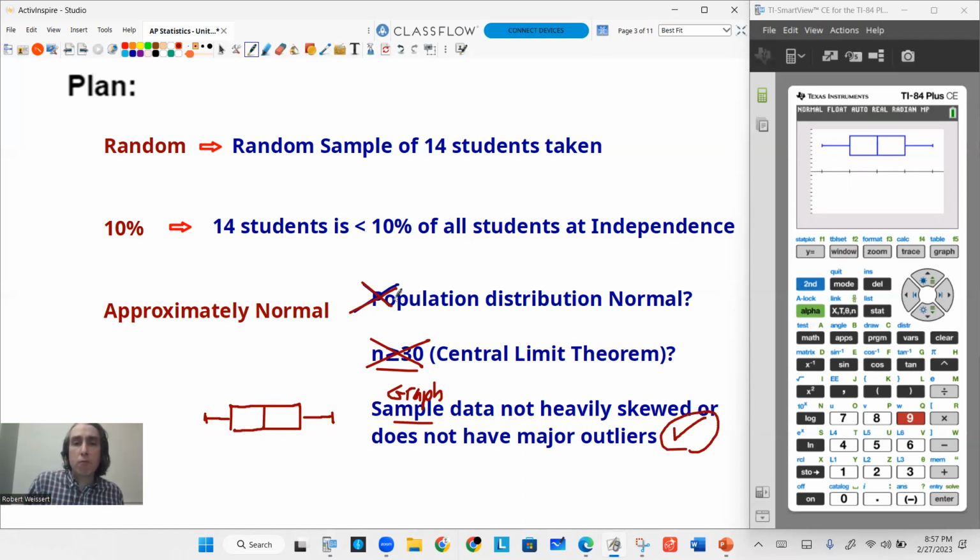We're not even going to write this other stuff when we're doing our approximately normal condition. We're going to pick the one that applies. We're going to graph the sample data, and comment that it's not heavily skewed, nor does it have any outliers. We're good to go, guys. So we've met the conditions for our test. We're going to go ahead and run the test.